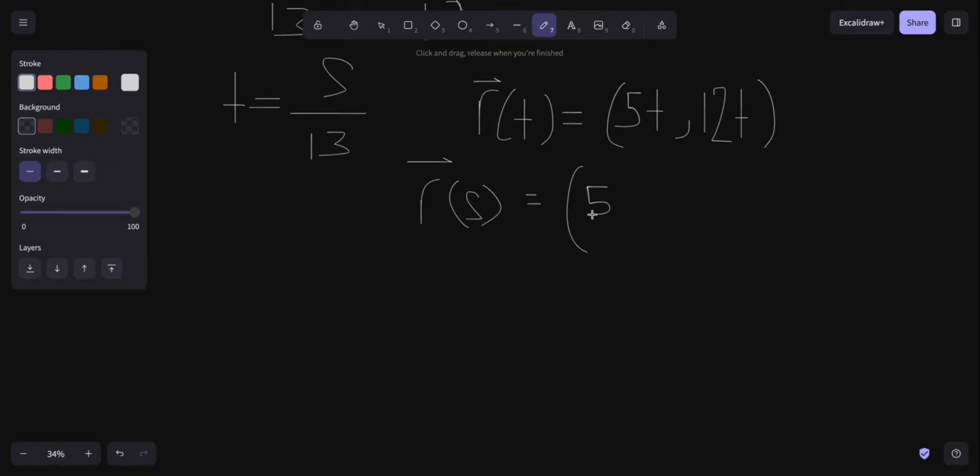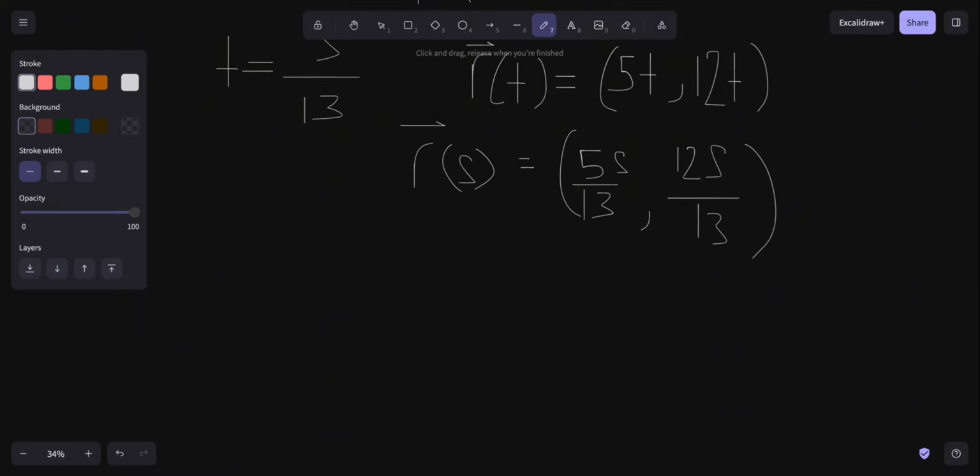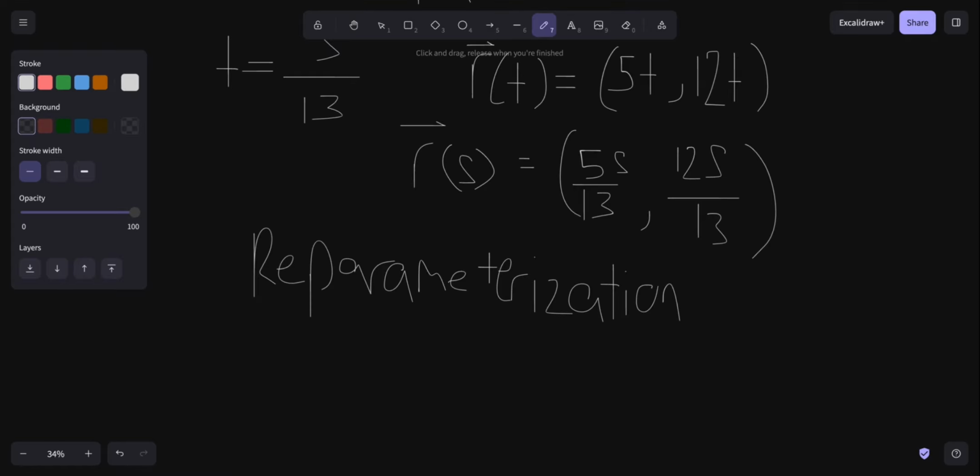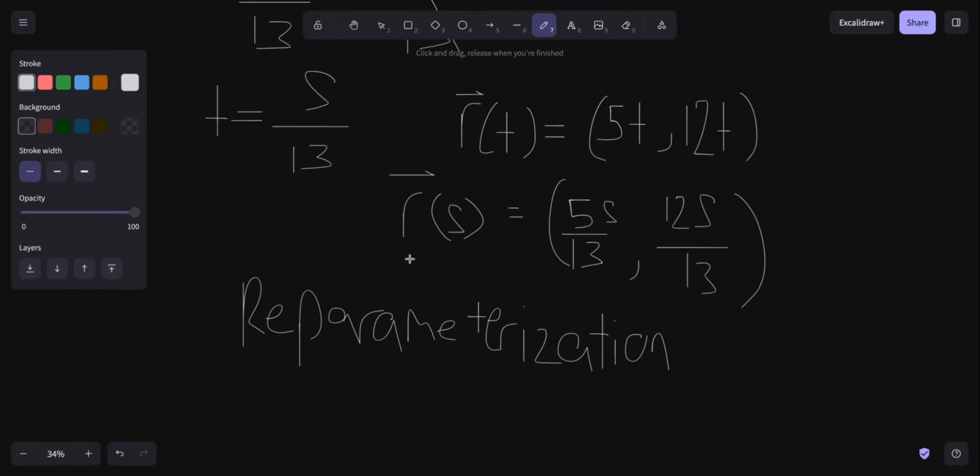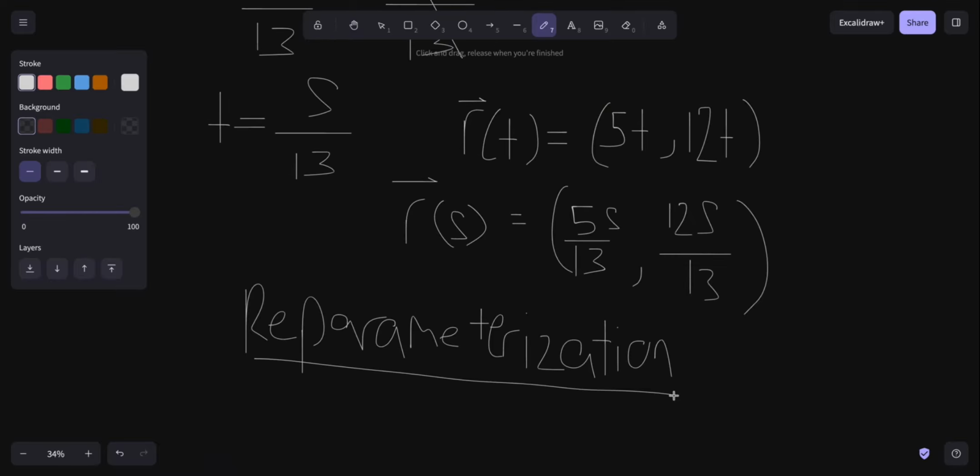So this is going to be 5s divided by 13, comma, 12s divided by 13, right? All I did was replace the t with s over 13, okay? Now, believe it or not, we actually did something pretty special, called reparameterization. As simple as it looks, we're just replacing one variable, in this case t, in terms of another variable. So our position now depends on that other variable that we're looking at. But reparameterization also has some other effects.